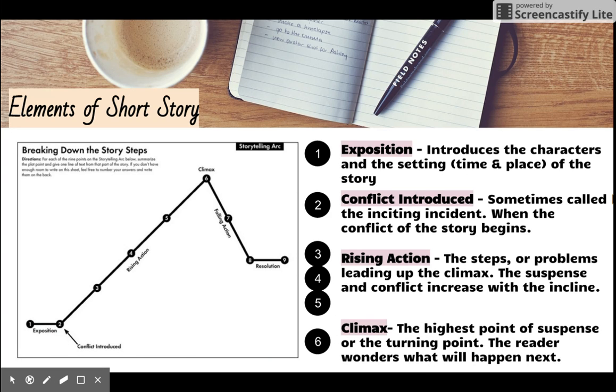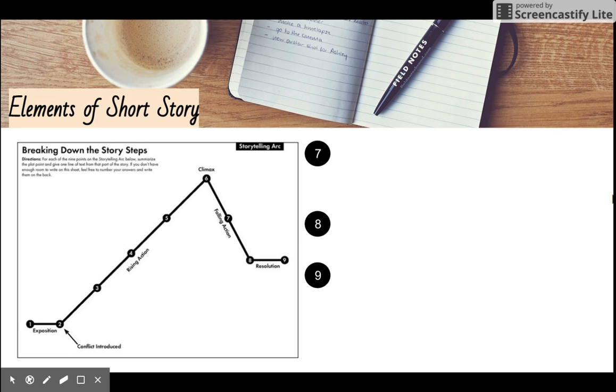And the climax is the highest point of suspense or the turning point of the story. So this is where the reader wonders what will happen next. If you ever catch yourself gasping while you're reading a story and wondering, oh my gosh, what's going to happen? You're probably at the climax.